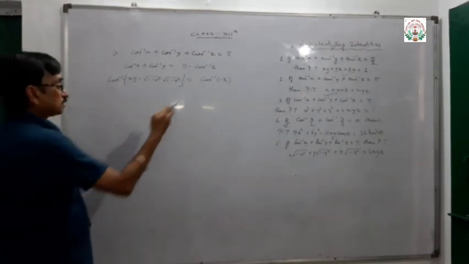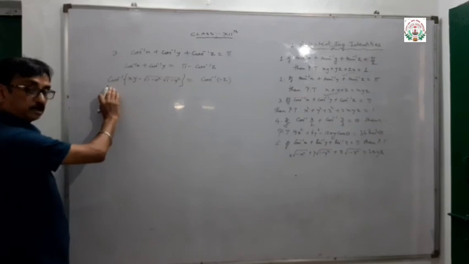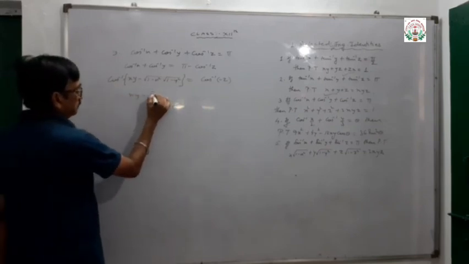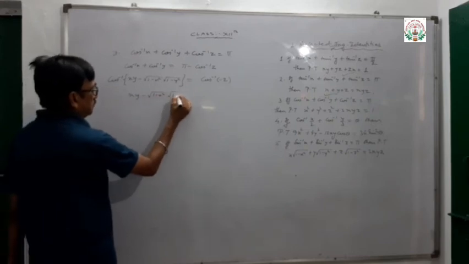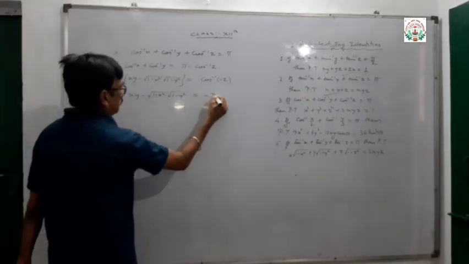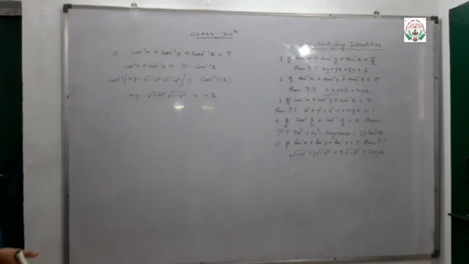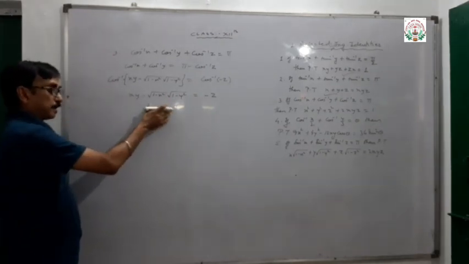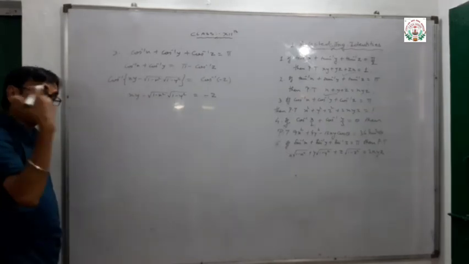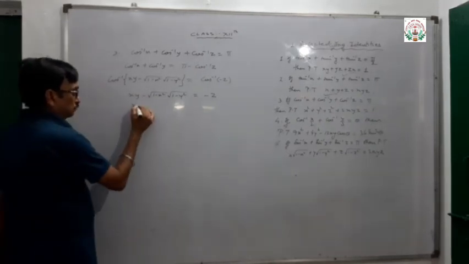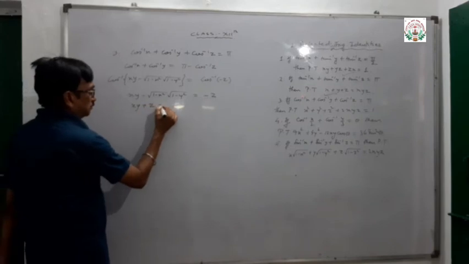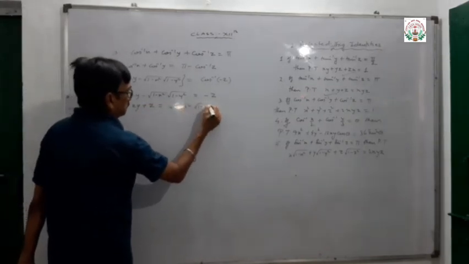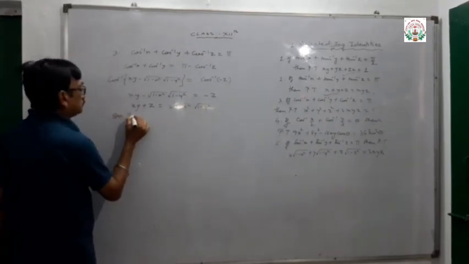Now again there is a single cos inverse term on both the left and right side, so we can compare their angles. xy minus under root 1 minus x square under root 1 minus y square equals minus z. As there are non-radical and radical terms, the radical terms we have to put on one side only. So we transpose: xy plus z equals under root 1 minus x square into 1 minus y square. Now we square both the sides.